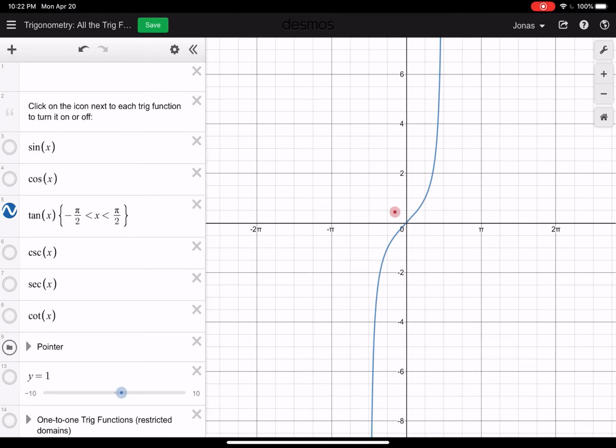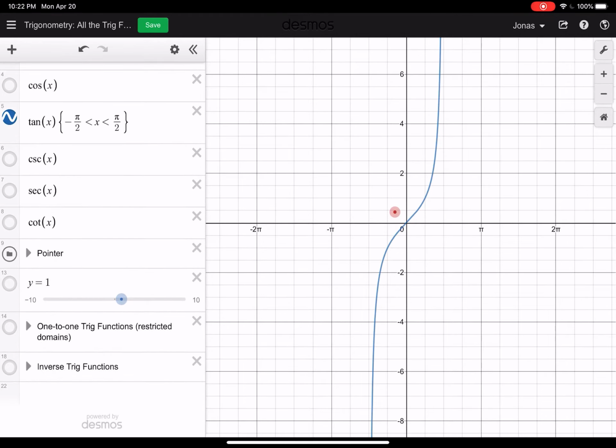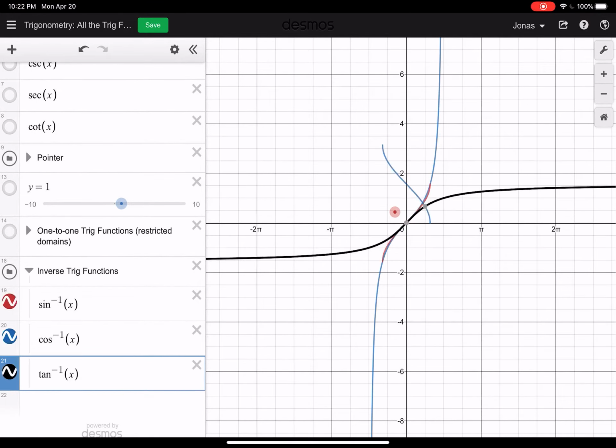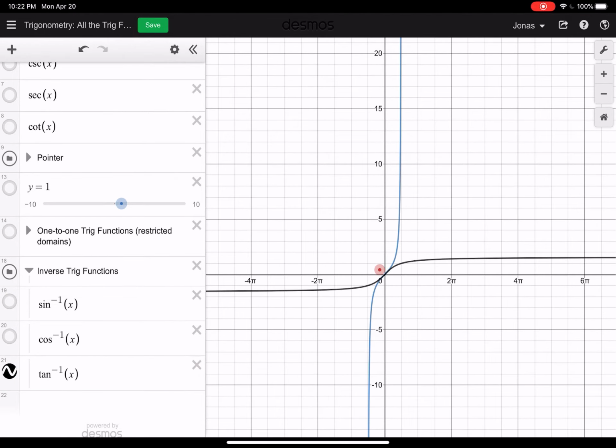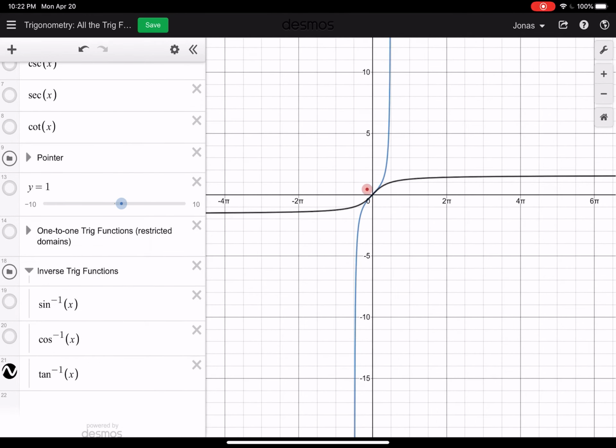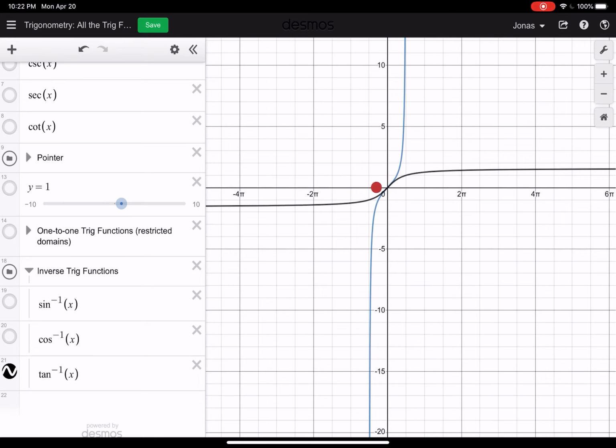What does the inverse tangent function look like? Let's take a look. I've typed it in already, so I just have to turn the graph on. Okay, some other junk in there. Here is what the inverse tangent function looks like. It is in black, and you can see that that function in black, first of all, is a function.